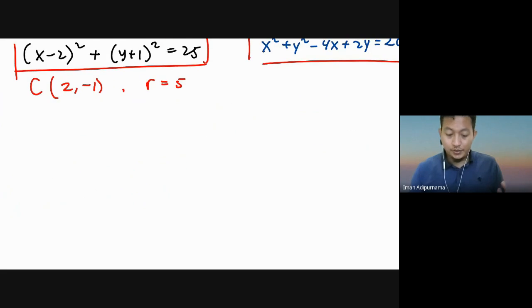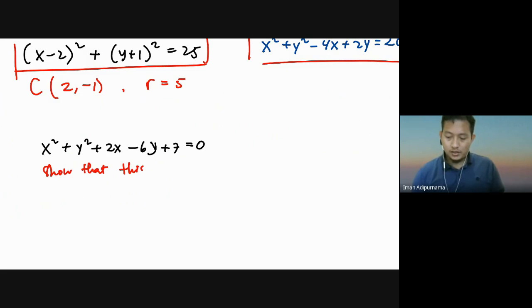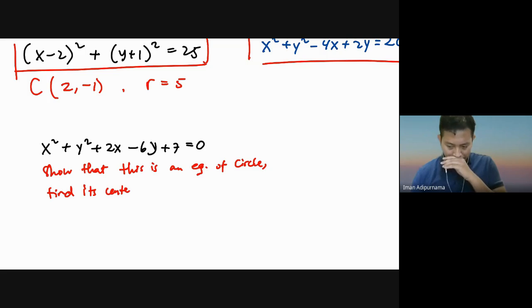So this is giving you an idea. If you get x squared plus y squared plus 2x minus 6y plus 7, show that this is an equation of a circle. Find its center, and find its radius.